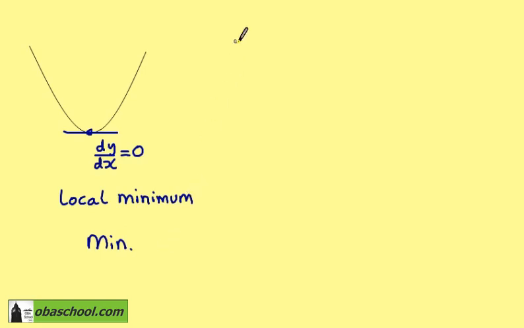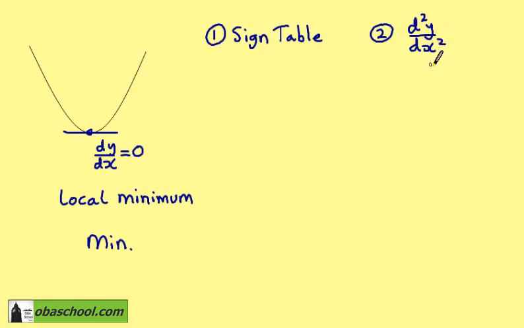As with all turning points, we identify their position by solving the equation dy dx is equal to 0, as we'll see when we come to doing some actual examples. We can identify the type of turning point by using either a sine table or by considering the second differential d2y dx squared. d2y dx squared is what we get when we differentiate dy dx.